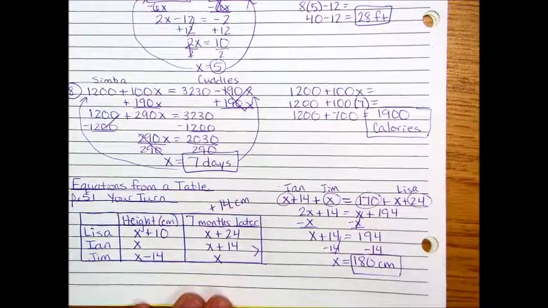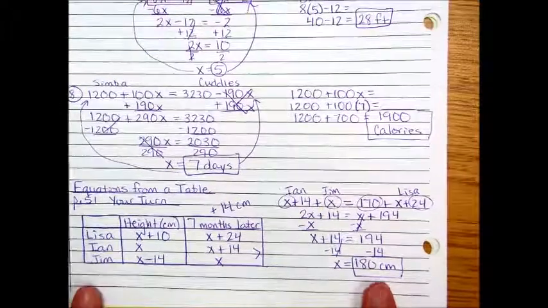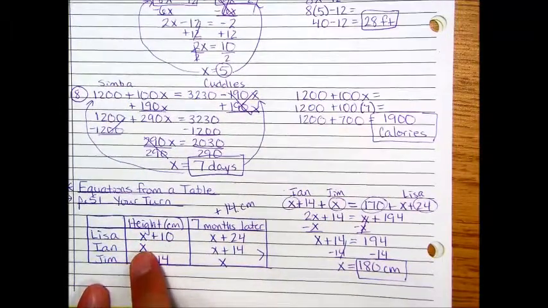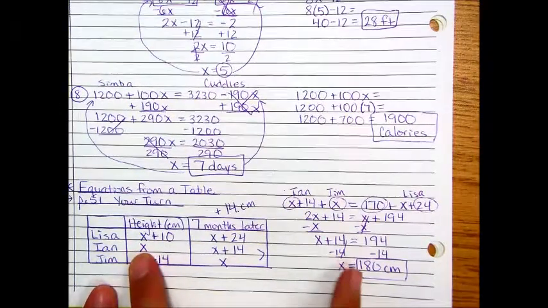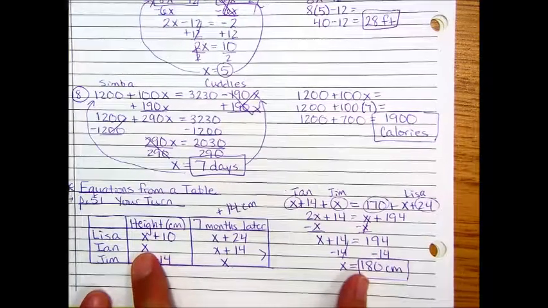And because the question was how tall is Ian now, and our table shows that x is what Ian's current height was, we have solved the equation and we know that Ian was 180 centimeters tall.